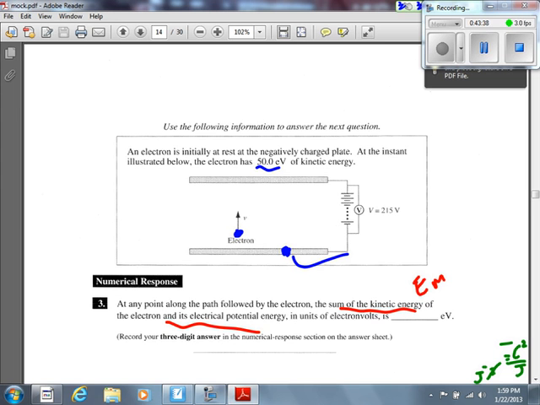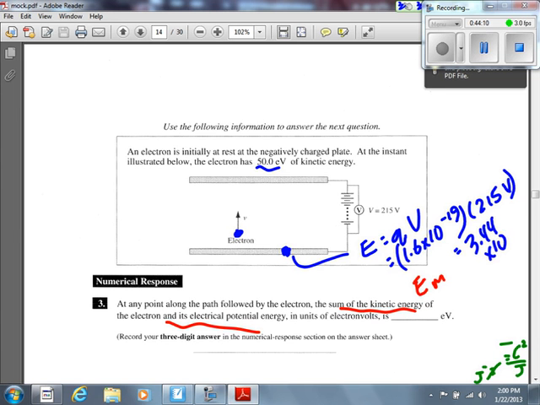It's like the car at the top of the hill. You want to find the total energy of the car? Where's the simplest place to find its energy? The top of the hill, if you know its height. The total energy here is just potential. So if we multiply the charge, 1.6 times 10 to the minus 19, times the potential difference, which is 215 volts, that gives me an answer of 3.44 times 10 to the negative 17. The units would be joules.